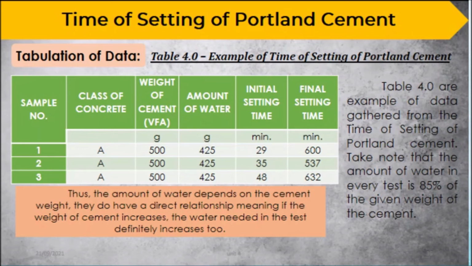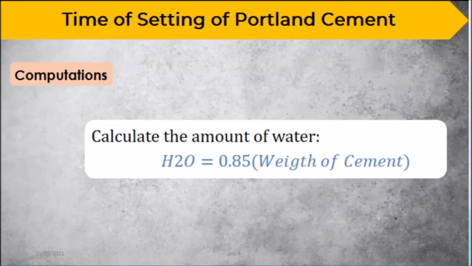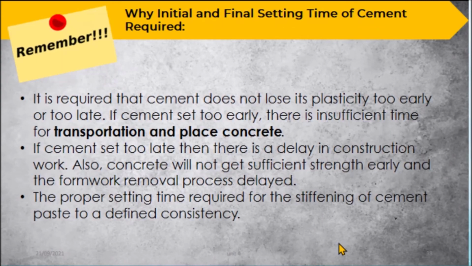So, take note that the amount of water in every test is 85% of the given weight of the cement. Here, the amount of water depends on the cement weight. So, they do have a direct relationship, meaning if the weight of the cement increases, the water needed in the test definitely increases too. Dito ang computation nga lang natin is yung para sa tubig, para makompute natin. So, that is 0.85 multiplied by the weight of the cement.